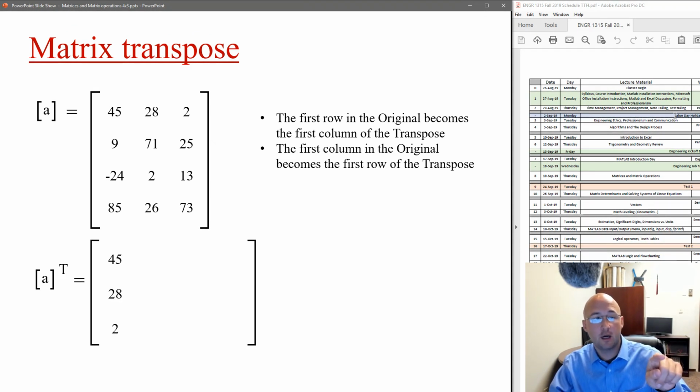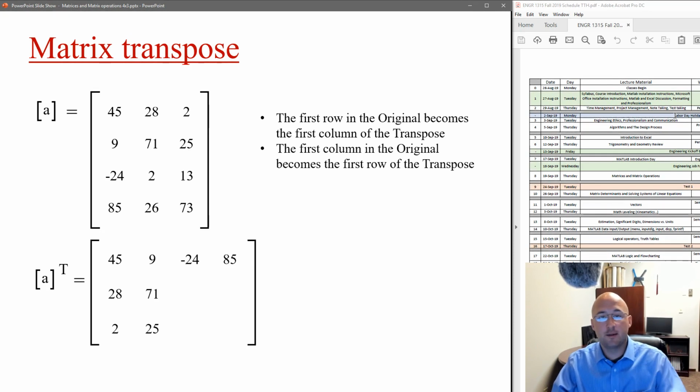because the first row becomes the first column. So 45, 28, 2 becomes the first column, 45, 28, 2. The first column, 45, 9, negative 24, and 85 becomes the first row. So there we go. Then we're just going to keep going. My second row becomes my second column. My third row becomes my third column. My fourth row becomes my fourth column. That's how you build a transpose.